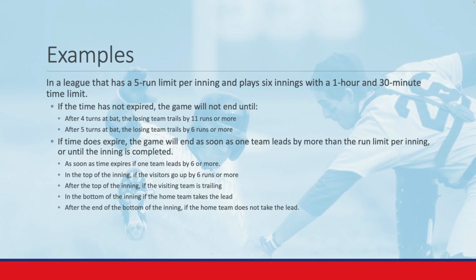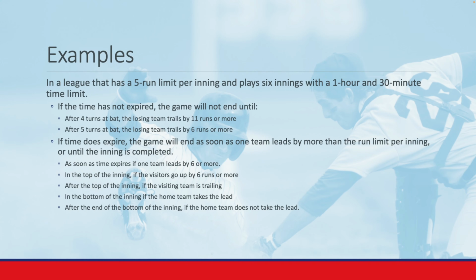And here are more examples. In a league that has a 5-run limit per inning and plays 6 innings with a 1 hour and 30-minute time limit. If the time has not expired, the game will not end until situation 1. After 4 turns at bat, the losing team trails by 11 runs or more. The reason for this is that with a 5-run limit per inning, the losing team could still max out their scoring and get a total of 10 runs in the game. So even if there are only 5 minutes left, the fact that they have 2 at-bats means that so long as they are not losing by 11 or more runs, we continue playing.